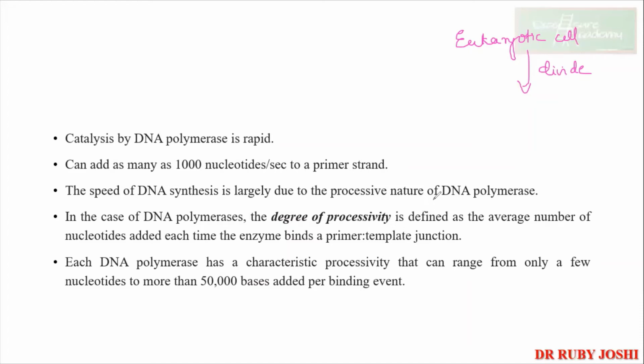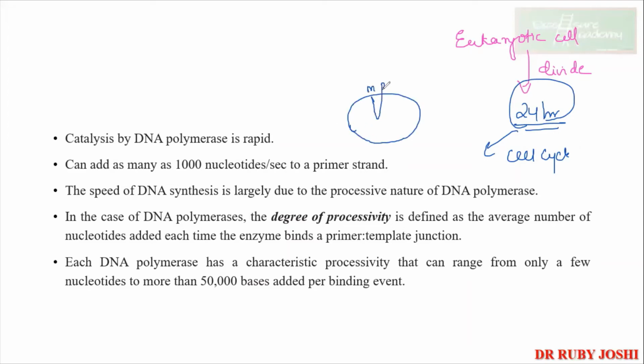Yes. 24 hours, ma'am. And when you say 24 hours, if you know about the cell cycle phases, how much time does mitosis take and how much time does the synthesis of DNA take? Any idea? Ma'am, mitosis takes 2 hours. Okay, let us say that mitosis is taking 2 hours. So in the remaining 22 hours you have the G1 phase, S phase, G2 phase, right? You must know a little about the cell cycle, right?